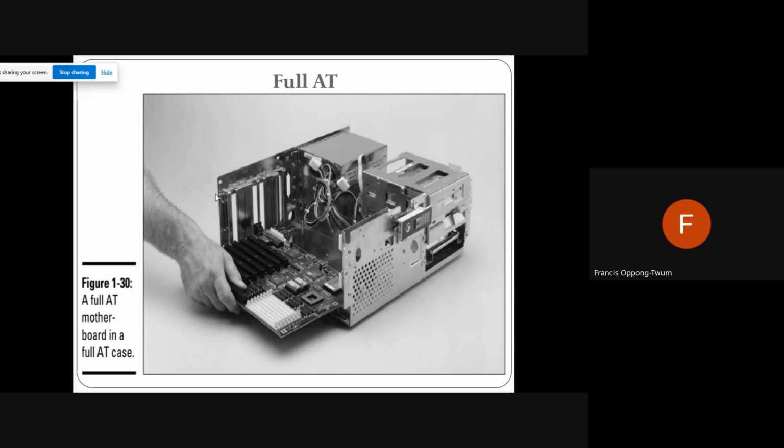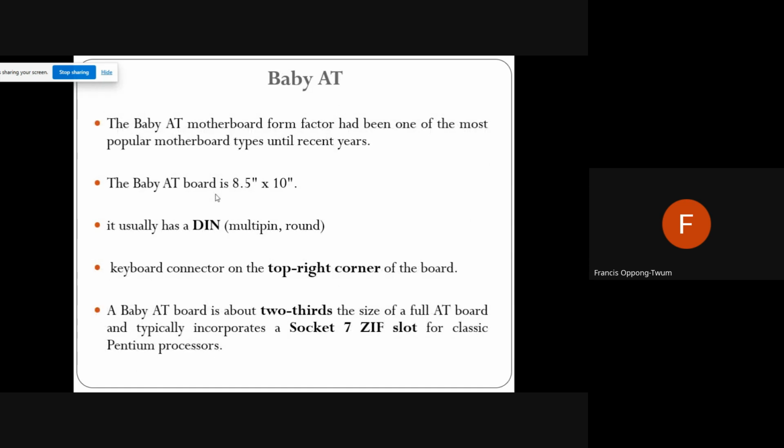So this is a typical example of the full AT. Then we have the baby AT. The baby AT motherboard form factor had also been one of the most popular motherboard types until recent years. The baby AT is also 12 inches long and 8 inches wide. It usually has what we call the DIN connector, and this one is also out of the market, so I'm not going to waste time over there. The keyboard connector is on the upper right corner of the motherboard. The baby AT motherboard is about two-thirds the size of the full AT board.